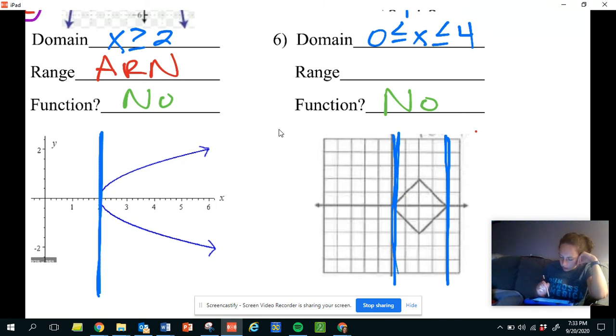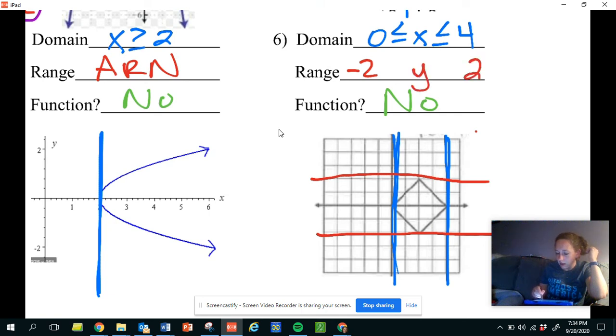For range, I'm looking for a lower boundary, which I have. Nothing is below that point. Or an upper boundary, which I have because nothing is above that point. So the lowest it goes is -2, and the highest is +2. Range is y. So that is what my compound inequality looks like.